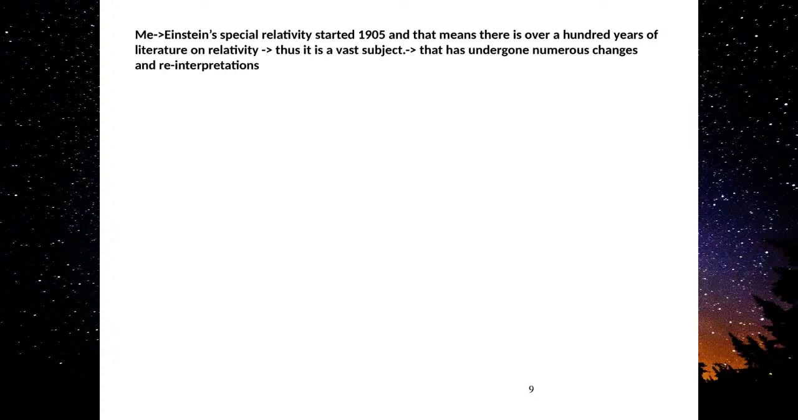So Einstein's special relativity started in 1905. That means there's over 100 years of literature on relativity. Thus, it is a vast subject that has undergone numerous changes and reinterpretations. Hence I'm not able to cover every issue. I've got to just concentrate on a few issues and point out the absurdities and the contradictions in that particular issue. And I can't deal with the vast subject as it is.